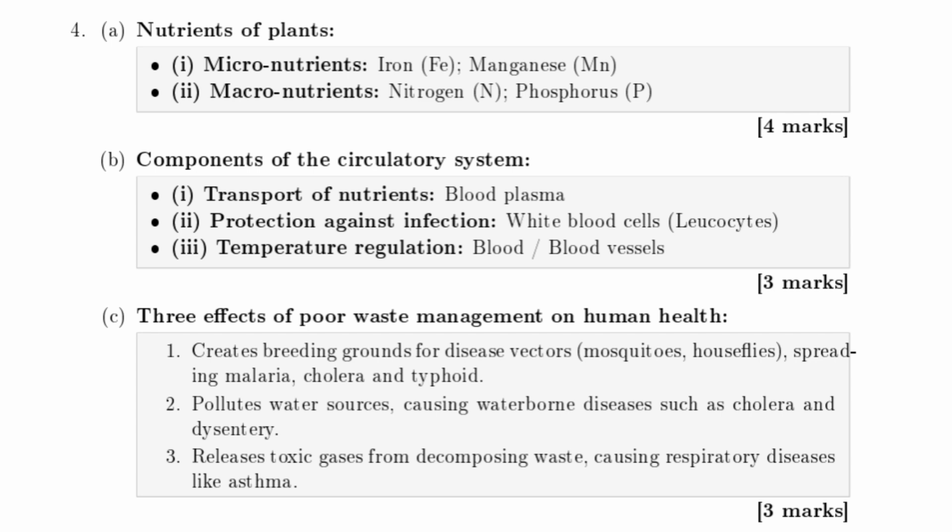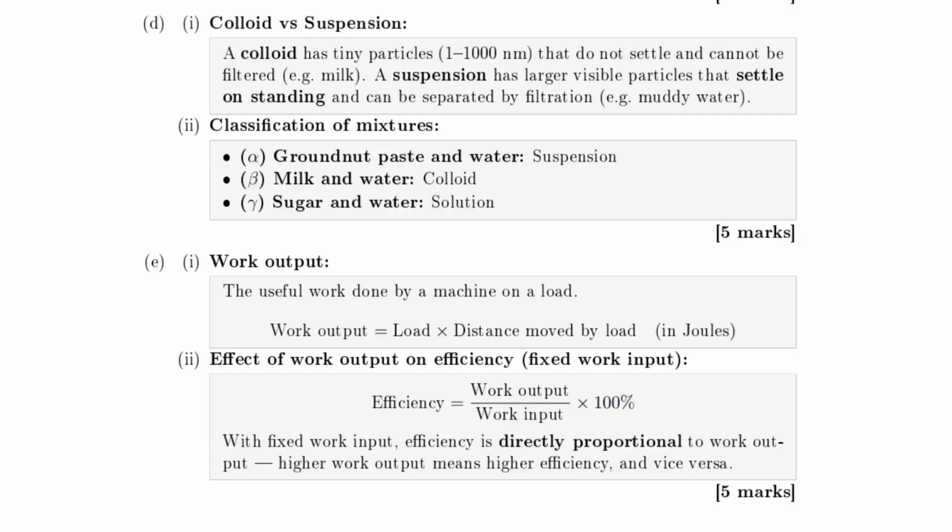Three effects of poor waste management on human health. One, creating breeding grounds for disease vectors, spreading malaria, cholera, and typhoid. Two, polluting water sources, causing waterborne diseases such as cholera and dysentery. Three, releasing toxic gas from the decomposing waste, causing respiratory diseases like asthma.